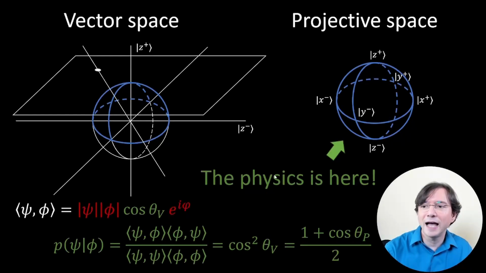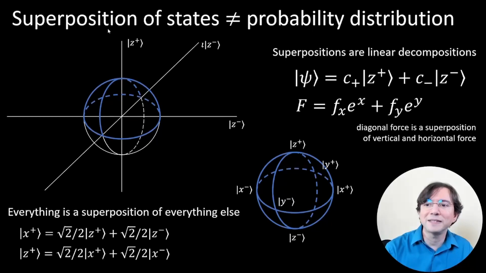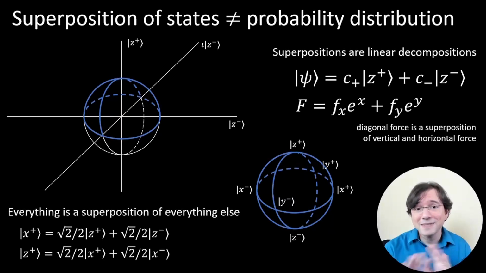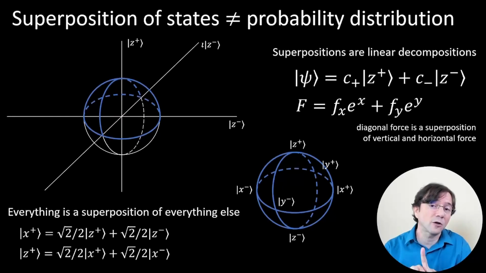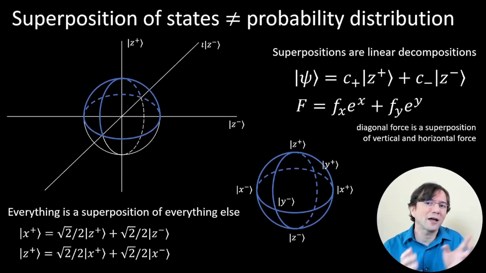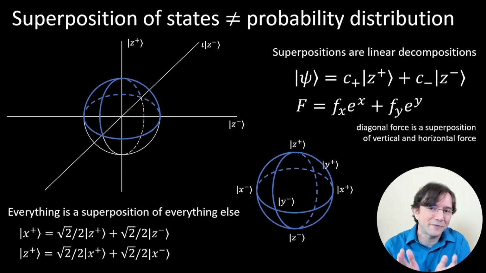Another thing that should be a little bit more clear is that oftentimes people say that superposition states are kind of like a probability distribution, and that's not at all true. Superpositions are just linear decompositions, so we're just saying that this vector in this direction is this vector plus this other vector. In the same way that when we have forces, we have the horizontal component and the vertical component, and there's nothing weird that the force is a linear combination of the two, right? We don't say that the diagonal force is kind of like a probability distribution of the horizontal force and the vertical force. No, it is just a different direction.